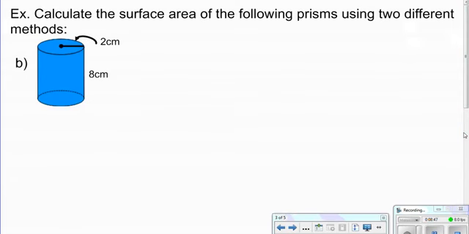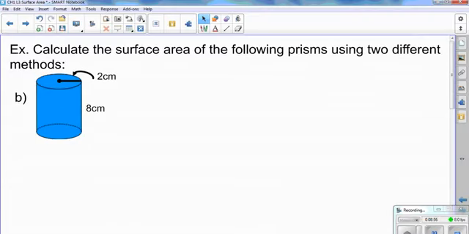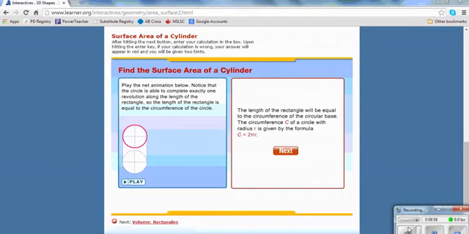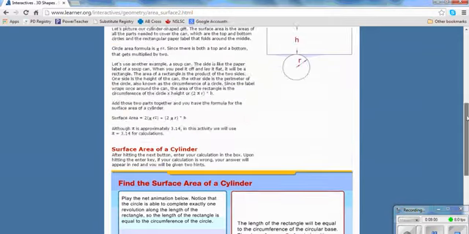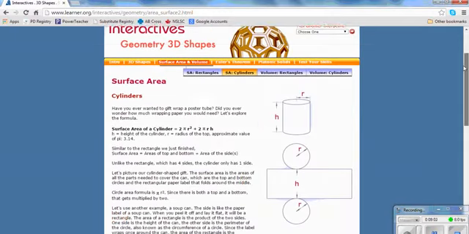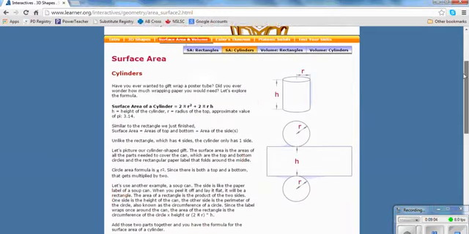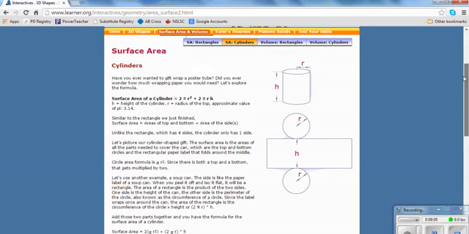Our next example is of a cylinder. And so I'm going to go back to that interactive, and we're going to look at a cylinder. Okay, so we're still on the same website, but now we clicked on cylinders, and it actually describes how the formula for the surface area of a cylinder came to be.